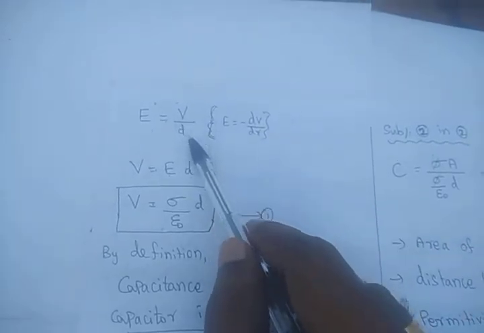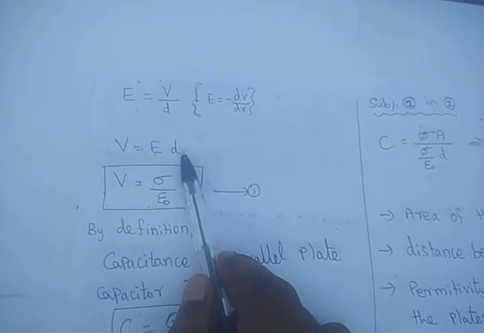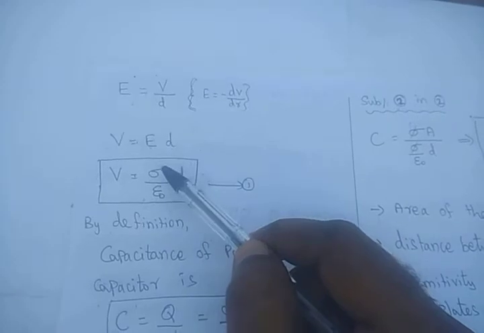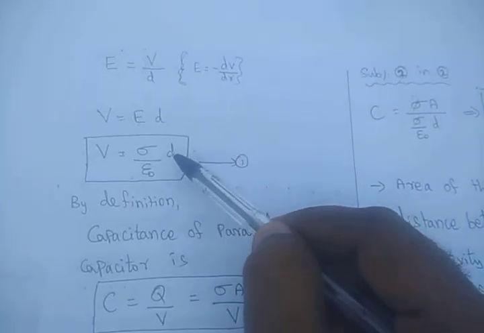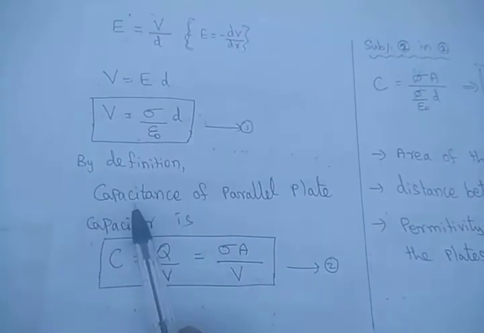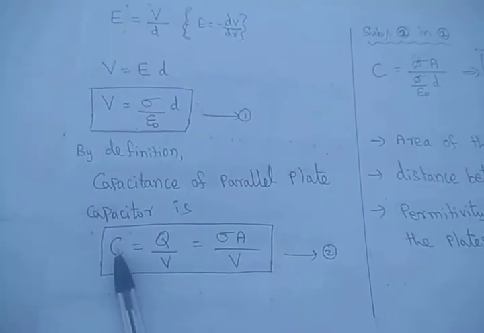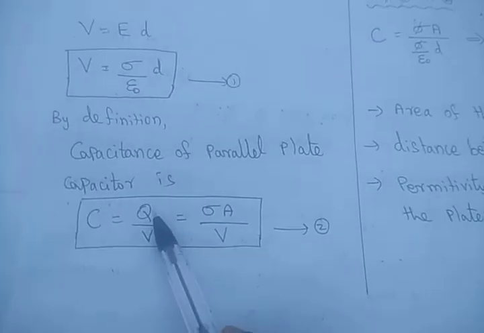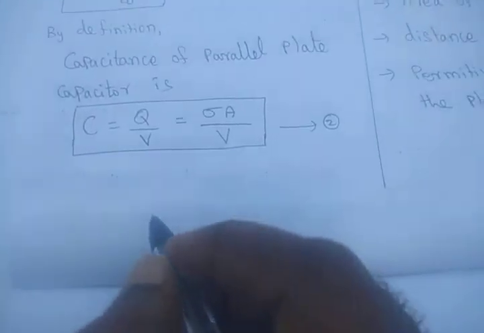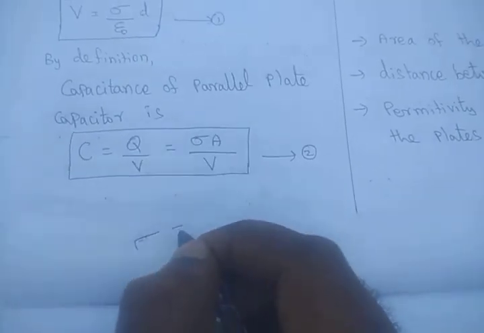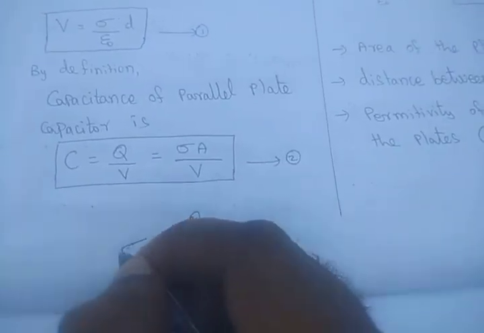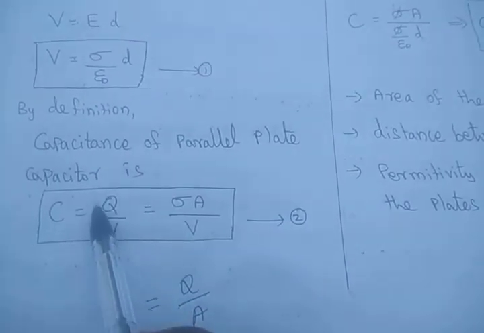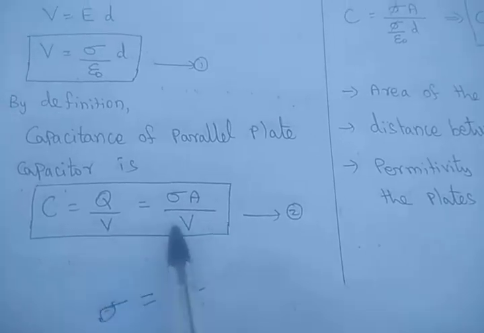And hence, V is equal to E into D, electric field into the distance between the two plates. So V is equal to, instead of E, we substitute sigma by epsilon naught into D. By definition, we know that the capacitance of the parallel plate capacitor is equal to charge by potential. So what is Q? We know that the surface charge density sigma is equal to charge by area, so Q is equal to sigma A. So in place of Q we substitute sigma A.